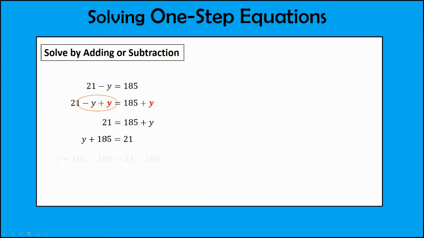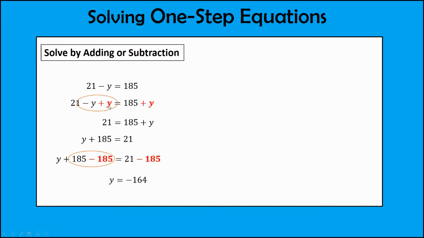So I actually flip sides. That's called the symmetric property, guys. The left side and the right side can be interchanged. Now I subtract the 185 because I want to get the Y by itself. So this now is going to become 0, and I get Y equals negative 164. Okay, so that's using all our properties.